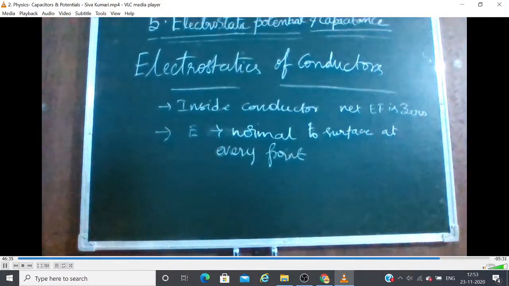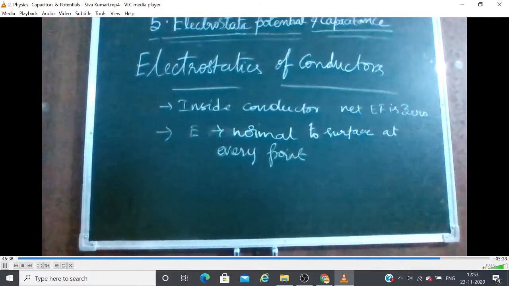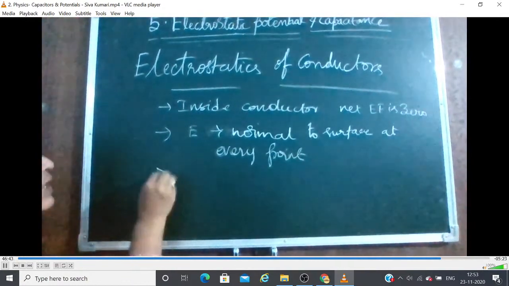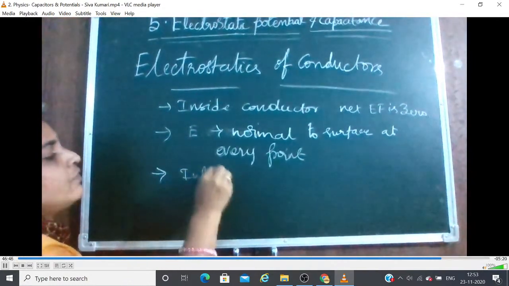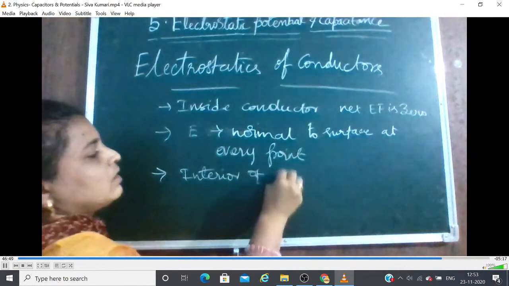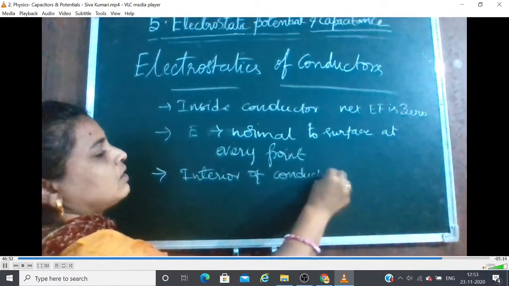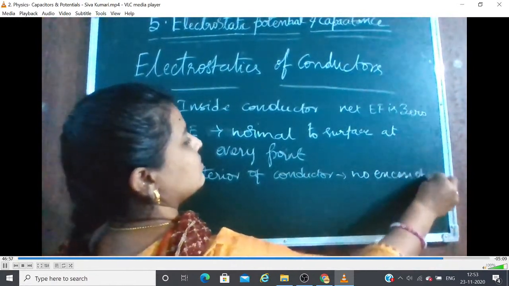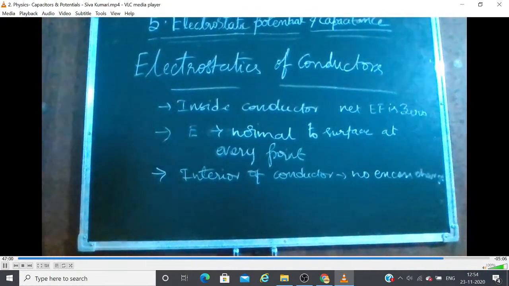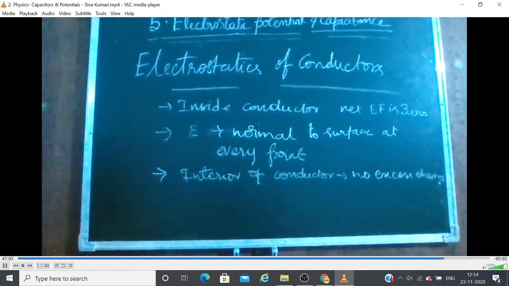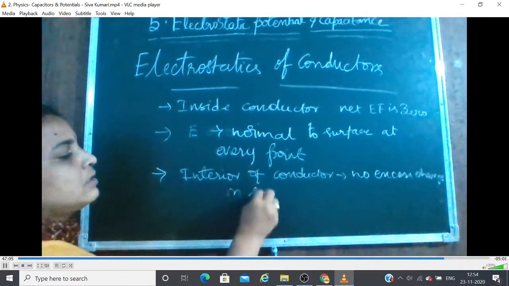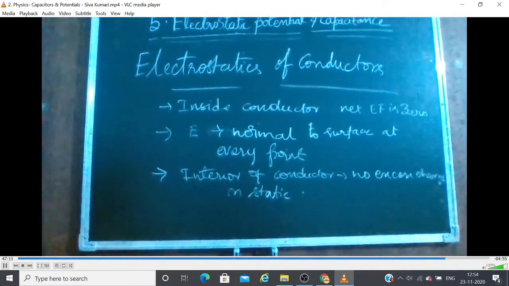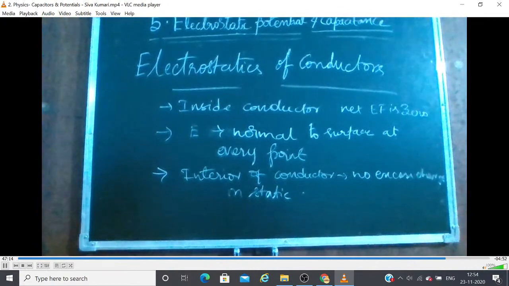And also the interior of the conductor will have no excess charge in the static situation. Interior of a conductor will have no excess charge. In which situation? In the static situation. And also the electrostatic potential will be constant throughout the volume of the conductor.